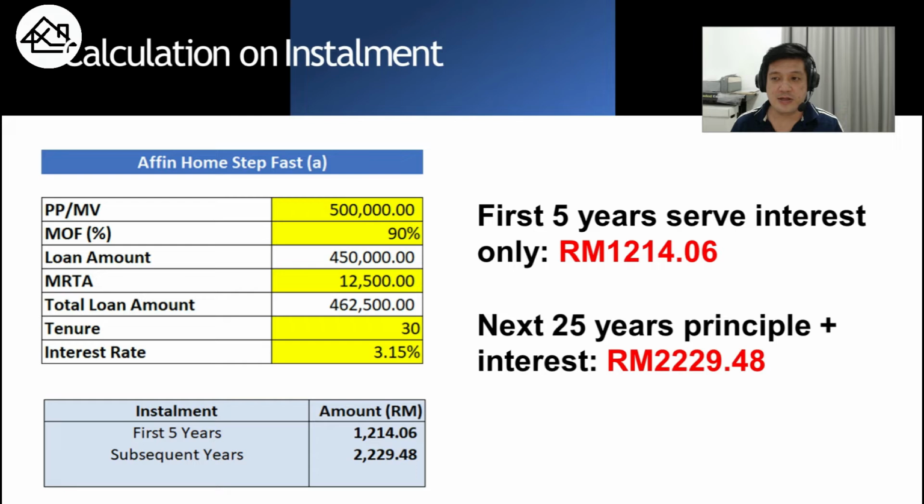Next up, let's just see the calculation of installment, shall we? So Affin Home Step Fast, which is the interest only mortgage, you see is 500,000. Then you have 90%, you have a 450,000 loan. So let's just assume the MRTA is about 12,500. Total loan is 462,500. The tenure is 30 years and the interest rate is 3.15. So for the first 5 years, you'll be servicing this interest of 1,214.06. No principal. The principal starts from 6 years onwards, so it becomes 2,229.48, which is 2,230. So how this figure arrived is actually the internal calculator of the Affin banker. They will add the principal to the installment.